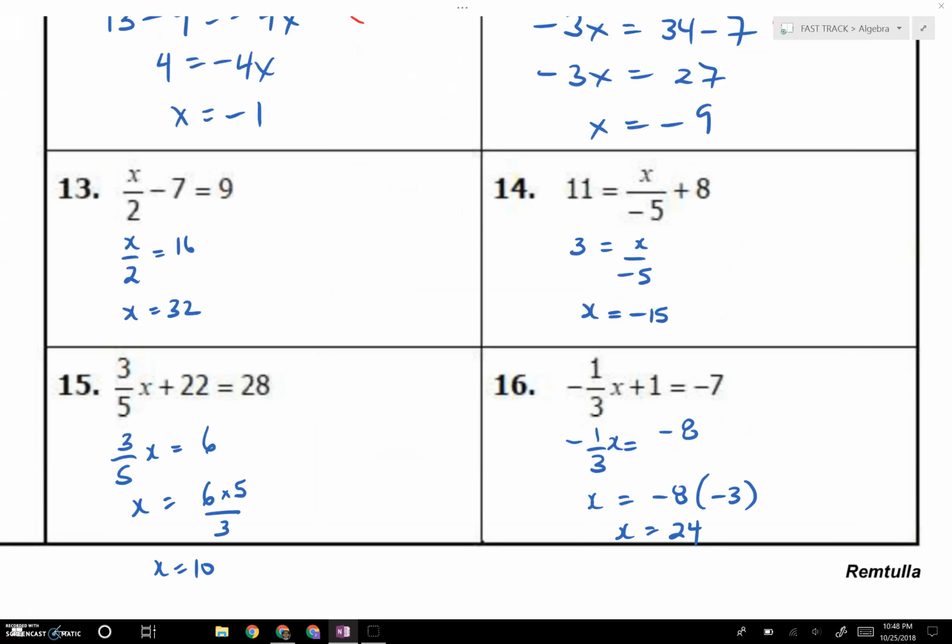Well, how did you do this time? Take a look, see how your answers are. For the first one, number 13, I added 7. So 9 plus 7 gave me 16, and multiplied by 2 to get 32. On this side, I subtracted 8, so 11 minus 8 is 3, and then I multiplied by -5, and I got -15.